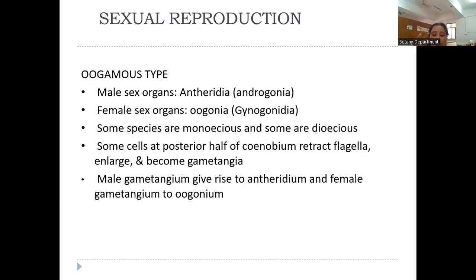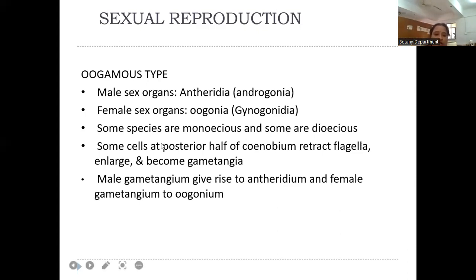Monoecious species are protandrous. Here, sexual reproduction is controlled by hormones, generally produced by the male gamete. The male and female gametes develop from the gonidia. It is very clear that the male and female gametes are produced from gonidial cells only.